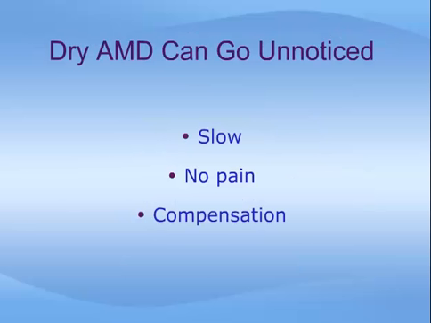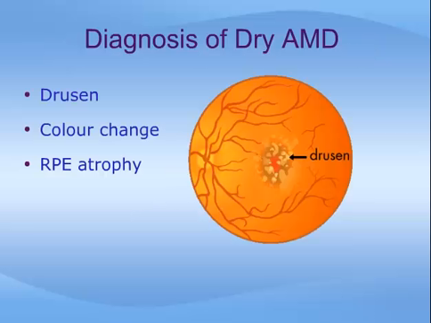Because dry AMD is a slow-progressing and painless condition, it can often go unnoticed until the later, more severe stage of the disease. Also, the eyes are adaptable, meaning that one eye can compensate for vision loss in the other eye. This compensation makes it even more difficult to notice signs of dry AMD. Regular eye checks are critical, as your doctor is able to see early signs of the disease. During an eye exam, your doctor will look for the physical signs of dry AMD: the presence of drusen, an under or over-pigmentation or coloring of the retina, an atrophy or wasting away of the retinal pigment epithelium, or RPE.